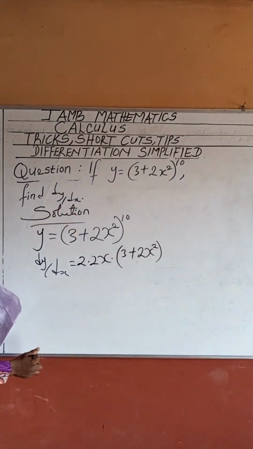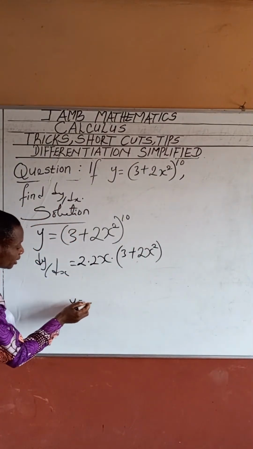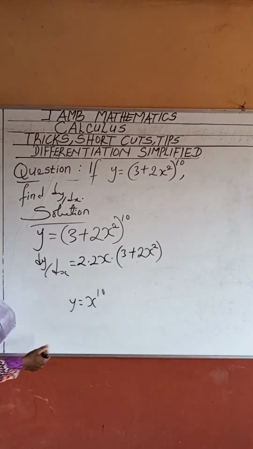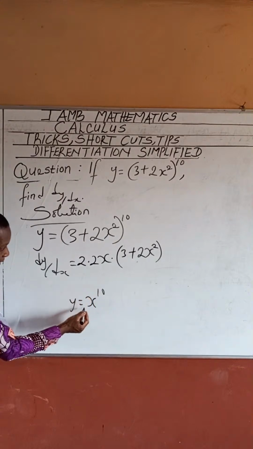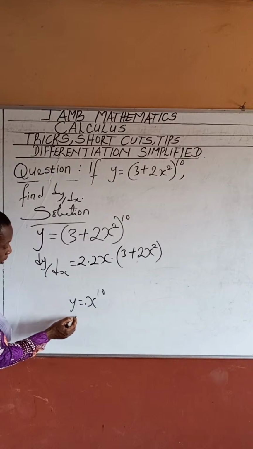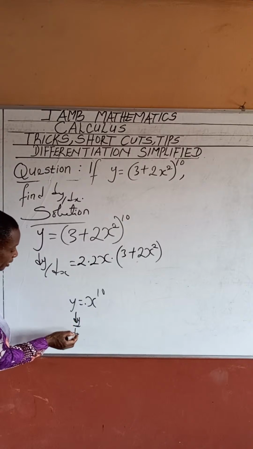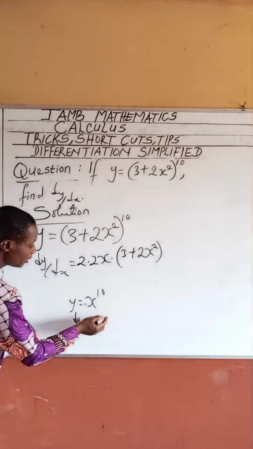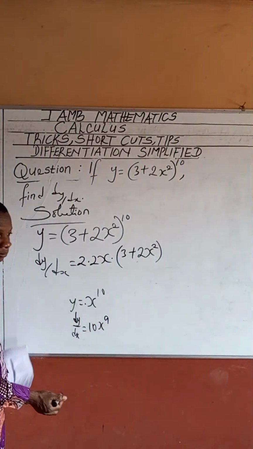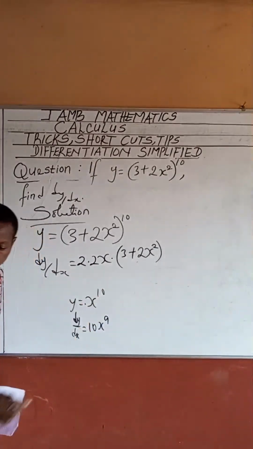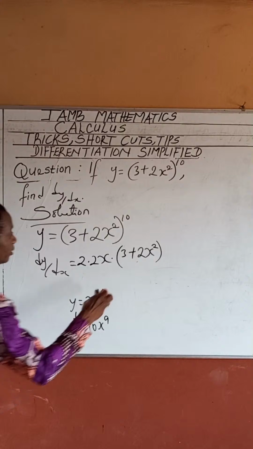You see that? Differentiate it as if you are differentiating x raised to power 10, something like this, x exponent 10. Bring 10 right here. So dy/dx will now be what? 10 x raised to power 9. This is what we are going to have here. So which means we are going to have something like this.